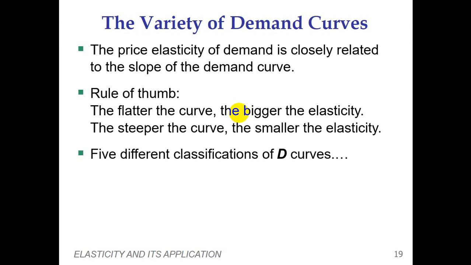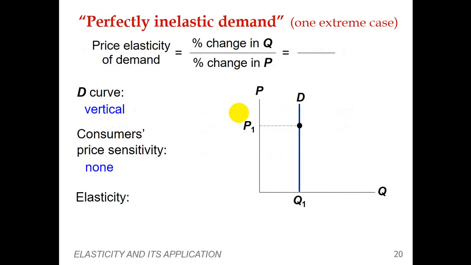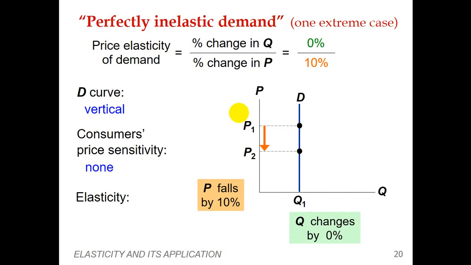So basically there are 5 different classifications of demand curves. One by one we are going to discuss these classifications. First is the perfectly inelastic demand curve. In the case of a perfectly inelastic demand curve, again we are using the same formula: percentage change in quantity demanded divided by percentage change in price.